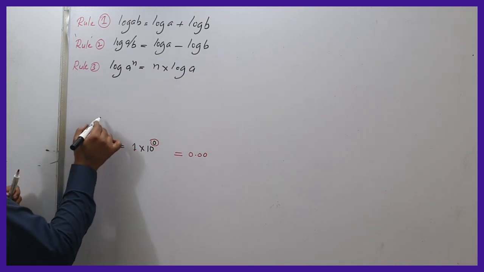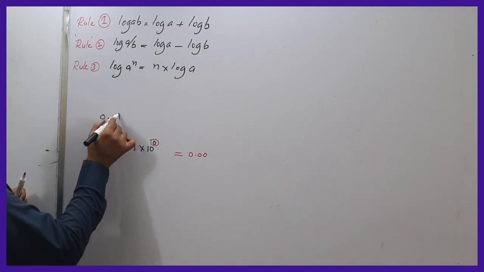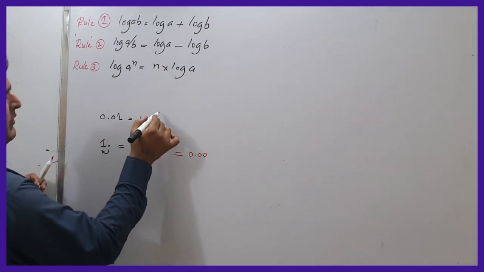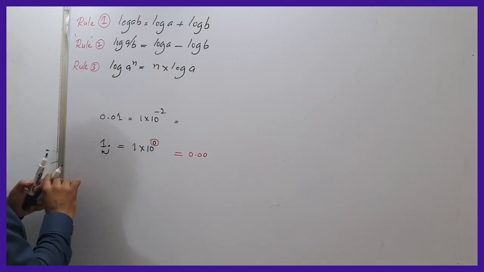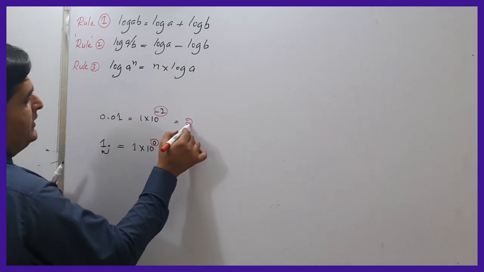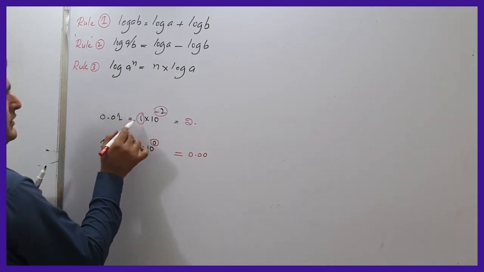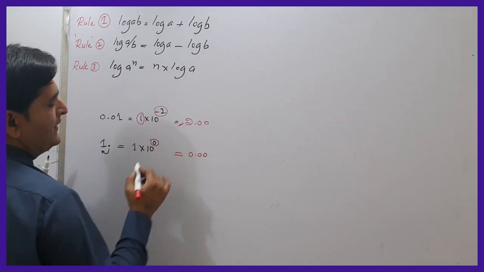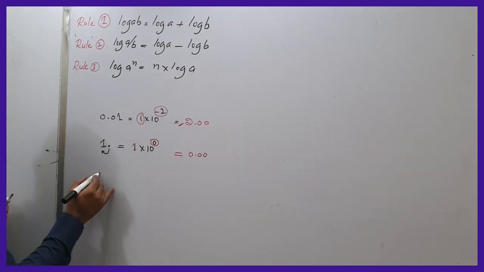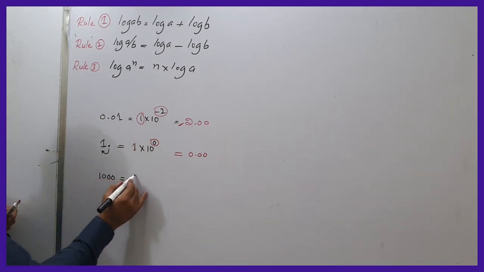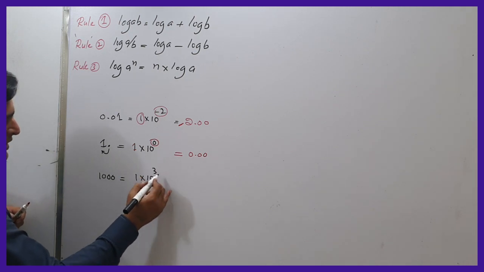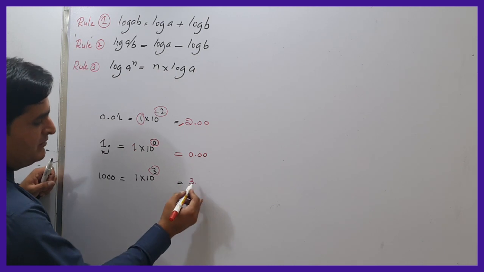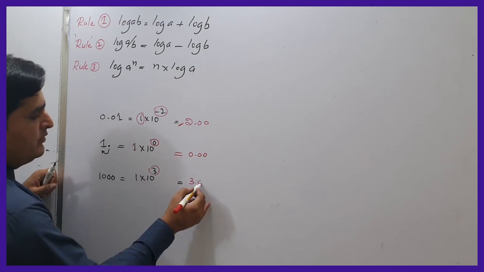For the same reason, if we have 0.01, it will be equal to 1 into 10 to power minus 2. So minus 2 is our characteristic, and this is 1. The logarithm of 1 is again 0, so its logarithm will be minus 2.00. For the same reason, if we have 1000, it is 1 into 10 to power 3. So this power 3 is the characteristic, and again the coefficient is 1.